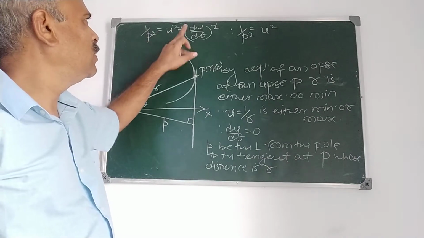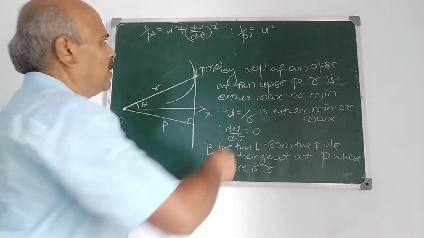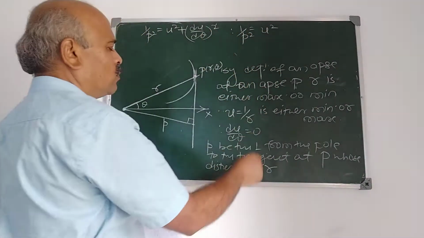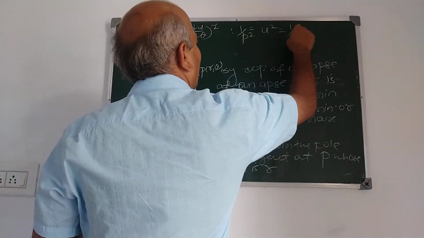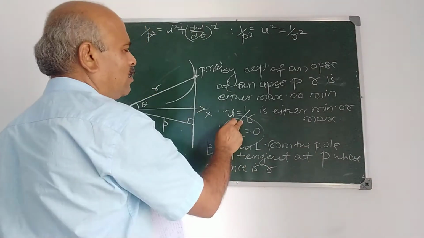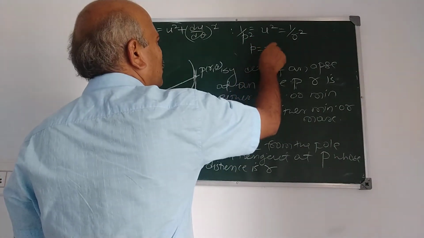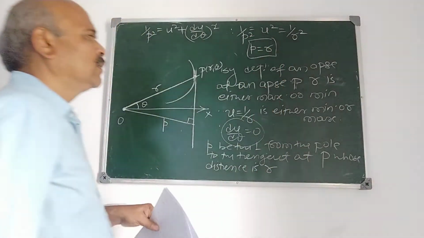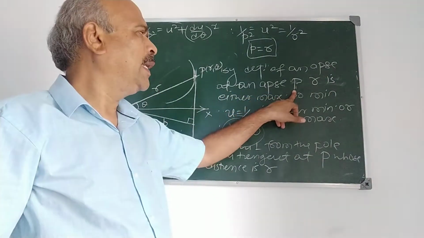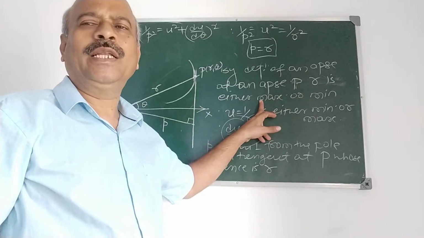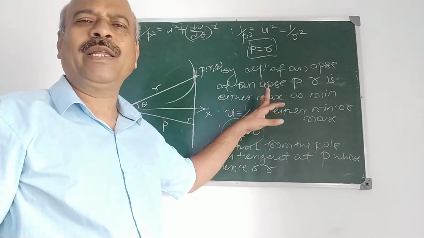1 upon p square is u square plus (du by d theta) whole square. So 1 upon p square is u square, because du by d theta is 0. It is 1 upon r square, because u square is 1 upon r square. So p is equal to r. So at an apse, what is it? R is maximum or minimum. The radius vector is either maximum or minimum at an apse.